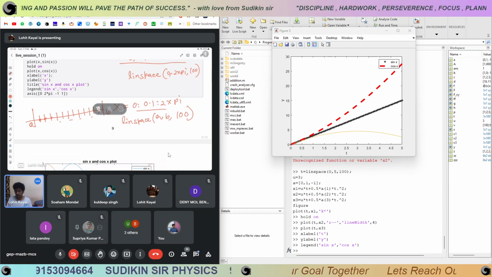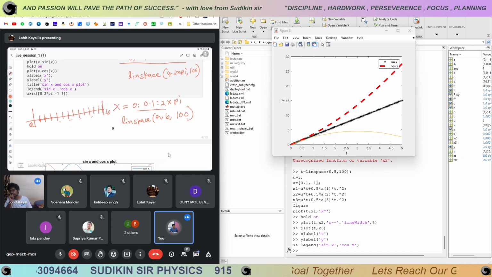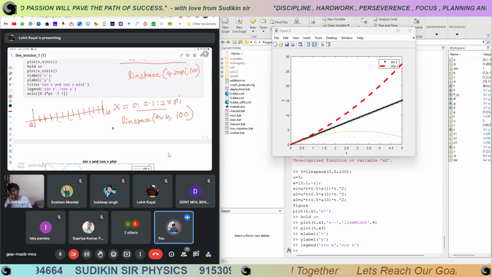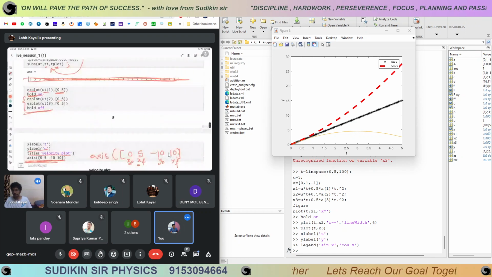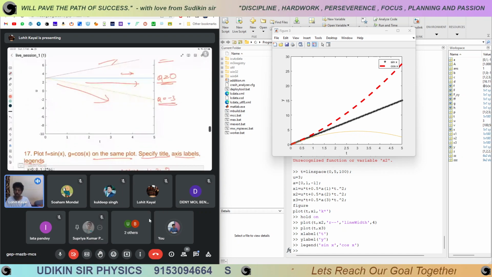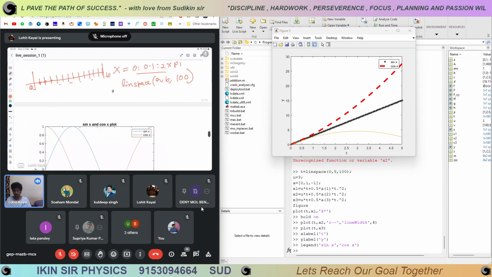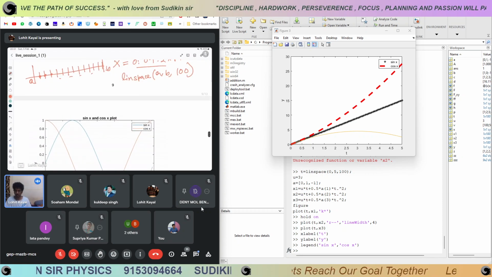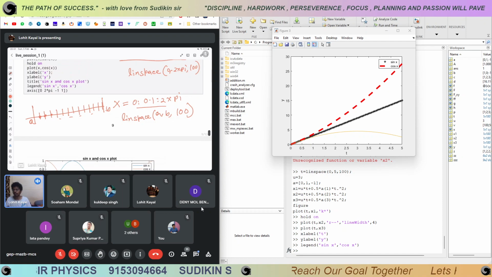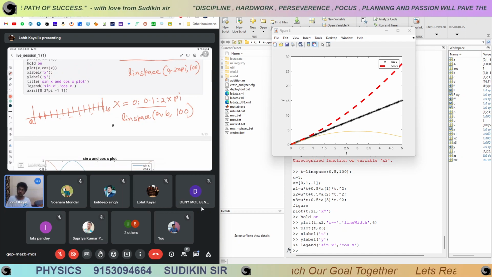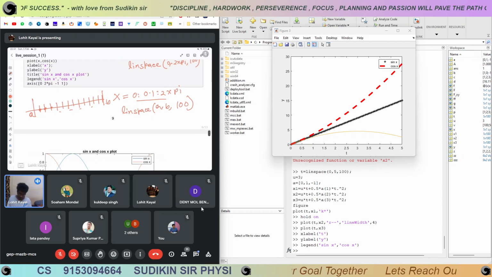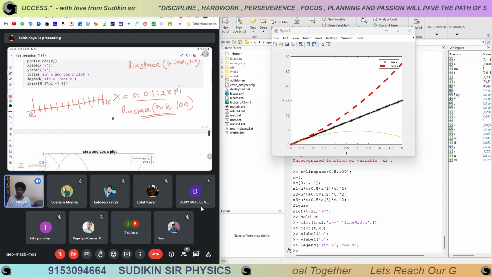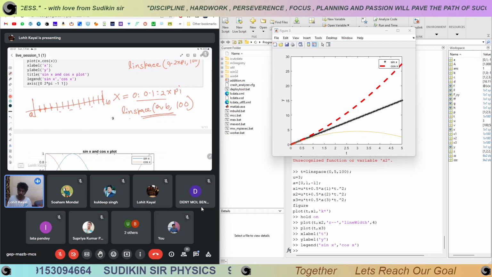Yes, sir. But when we are using tplot equals to linspace, will it be storing that in the array of tplot? Yes, yes. If you provide it a name, any variable name, tplot, x, y, z, anything, it will store in that name. It is a dumb idea to always use this kind of thing directly.